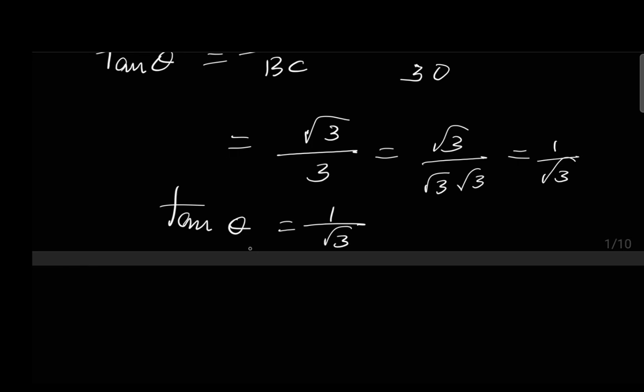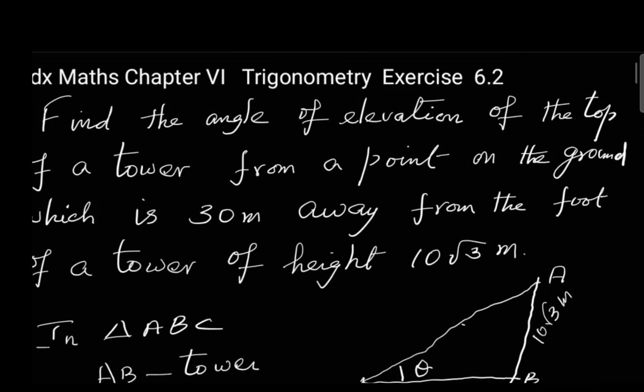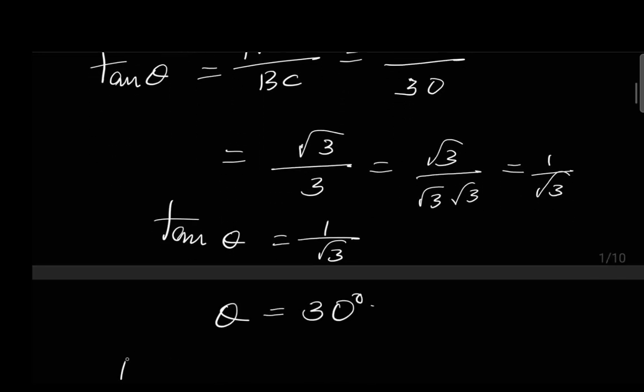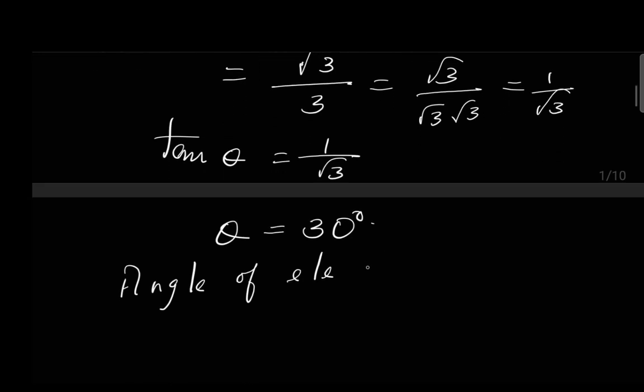So for which angle theta will I get 1 by root 3? Theta is equal to 30 degree. So therefore the question: find the angle of elevation. Just write angle of elevation is equal to 30 degree.